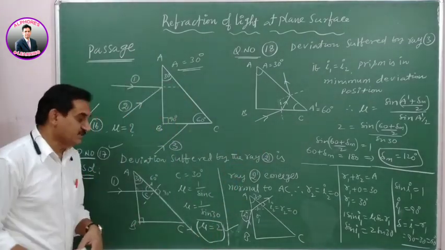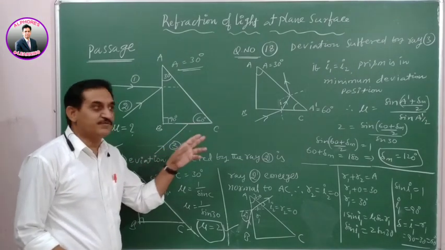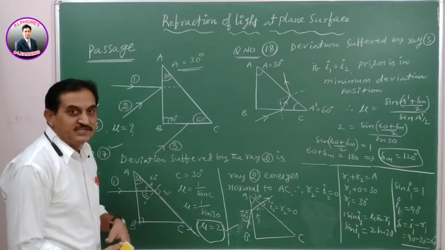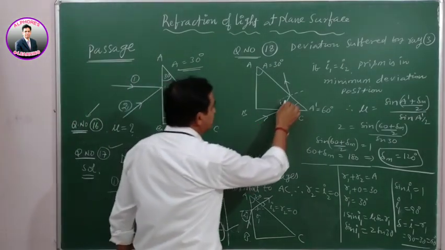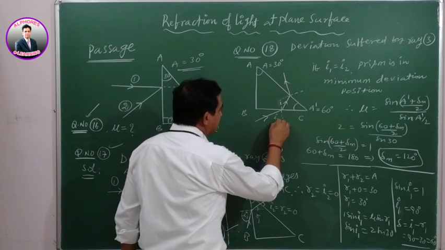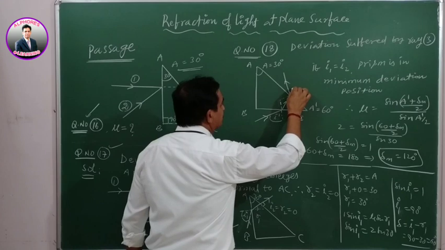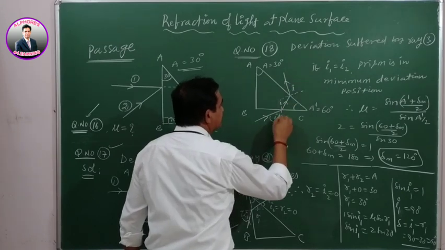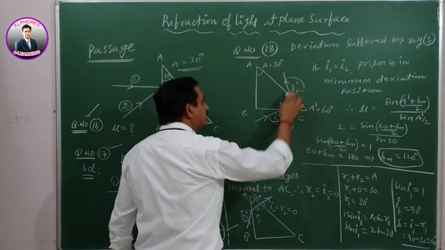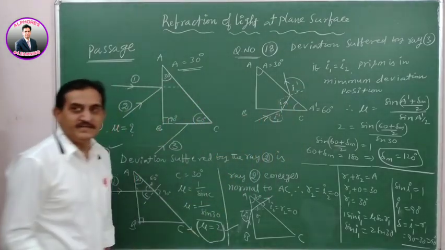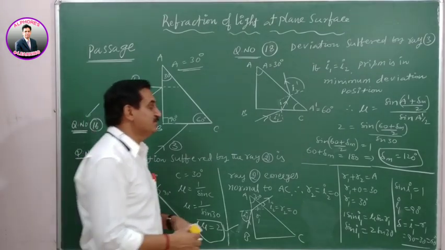In the third question, it is given that ray 3 is incident on it. After refraction, it emerges. The angle of emergence, we can say here, this is I1 dash, and this is I2 dash. So here I1 dash and I2 dash are both equal. That is possible whenever the prism is in minimum deviation position.